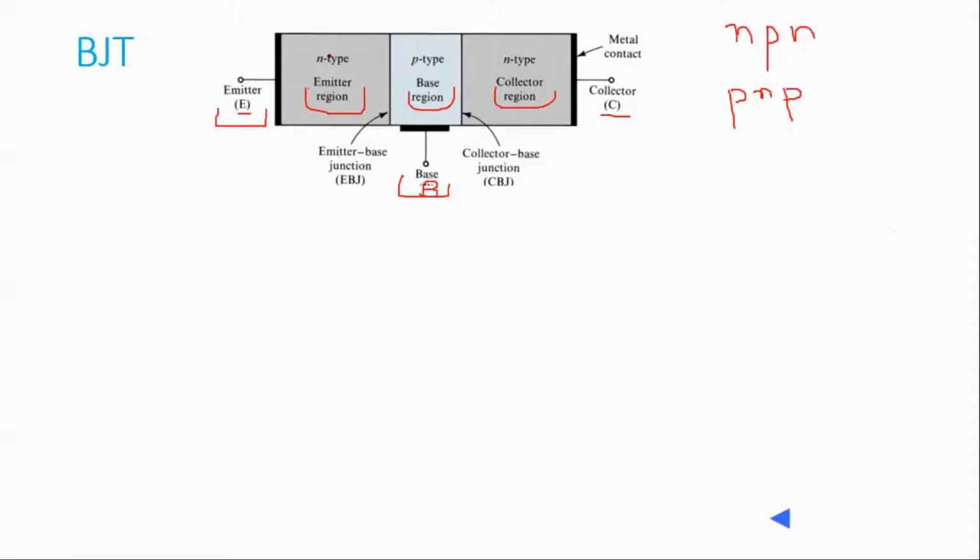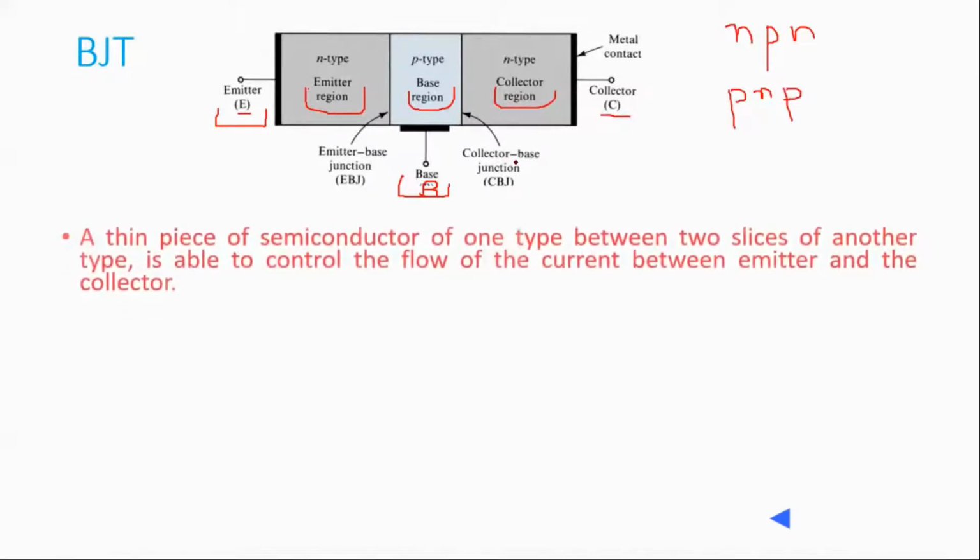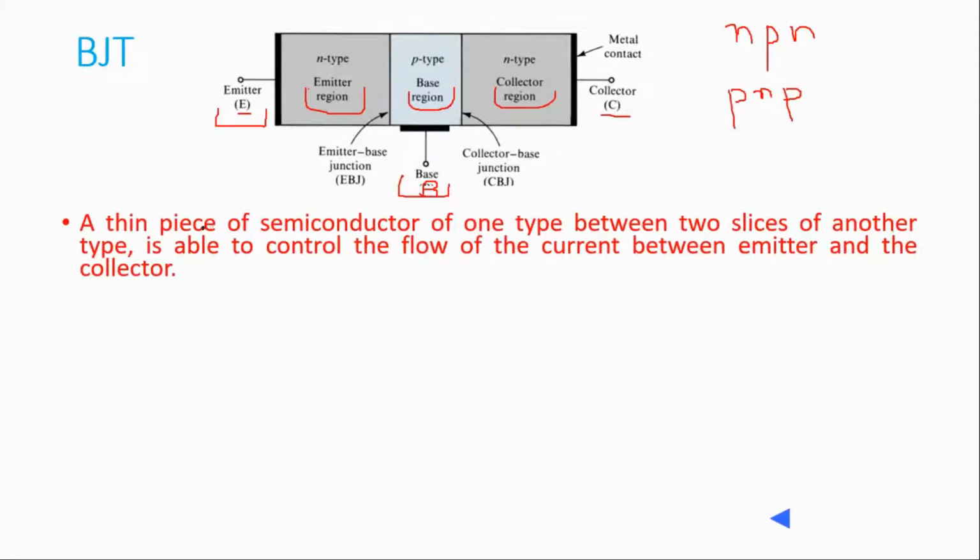Then at the interface, because N and P type are joined together, there is formation of a junction. This is called the emitter base junction. The next thing is you have the base and collector regions interacting with each other. So there you get your collector base junction formation. So this is the definition: a thin piece of semiconductor of one type between two slices of another type. So a thin piece.